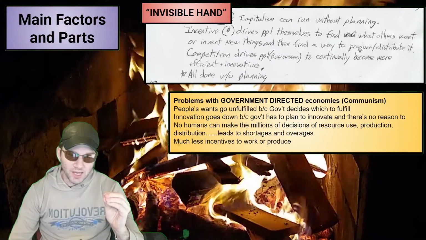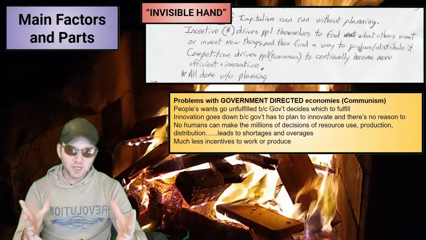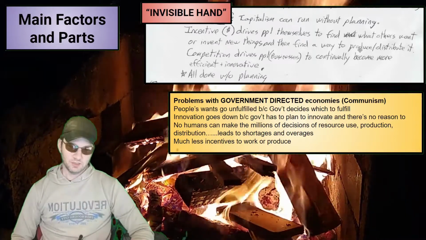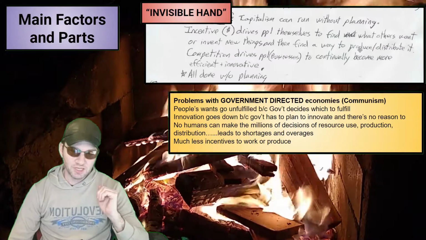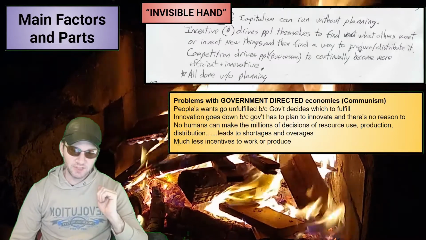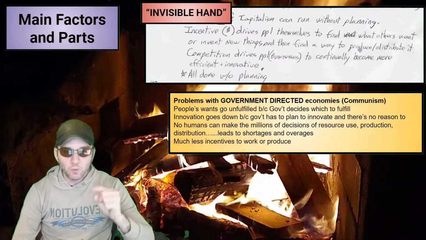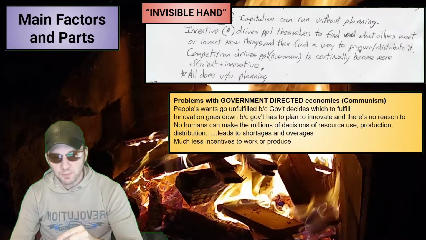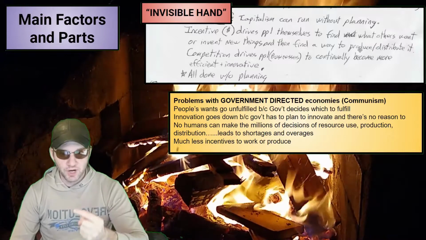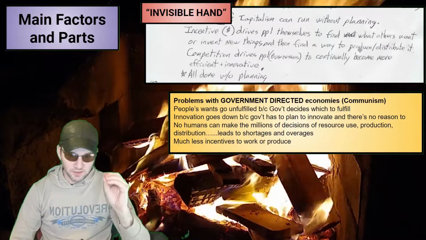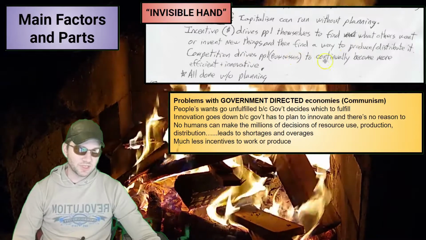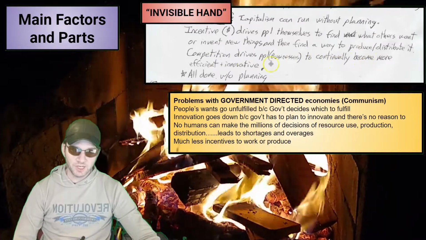And that's why the free market's goal is to fulfill people's desires. And because of competition, creatively and efficiently, it will work itself out. It runs itself because the people are using their brains to come up with the goal to fulfill people's desires. Competition drives businesses to continually become more efficient and innovative.